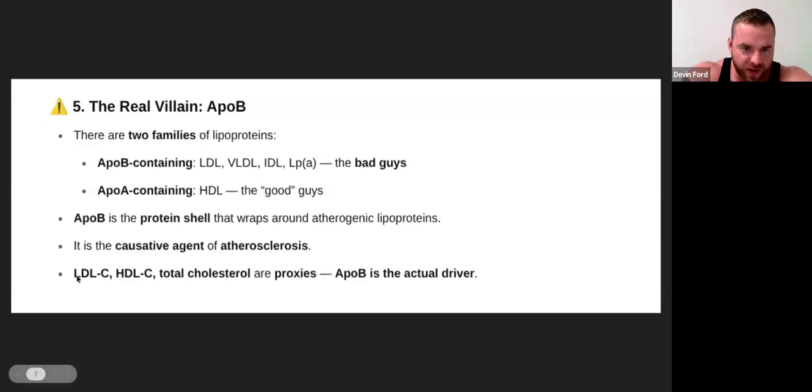And this, by the way, is what you would see in the lipid panel, LDL-C. Because remember, you're measuring the cholesterol that's in LDL. You're not actually measuring the particles of LDL. You're not measuring the particles of HDL. You're measuring the cholesterol being transported by them, which is two completely different things.